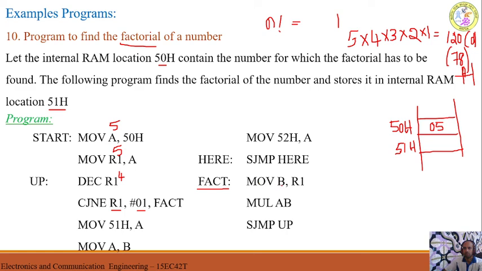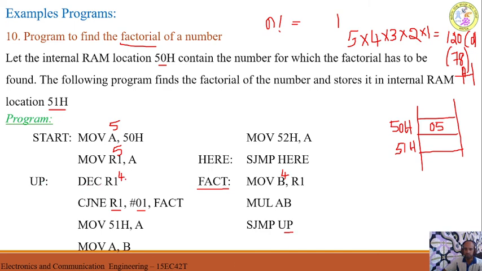MOV B, R1. What is R1? R1 is 4. That will come to B now. MUL AB. A contains 5 and B contains 4. When I multiply these two, 5 into 4, which is nothing but 20. 20 in hexadecimal will be stored in the accumulator. And then SJMP up. Once again come here.